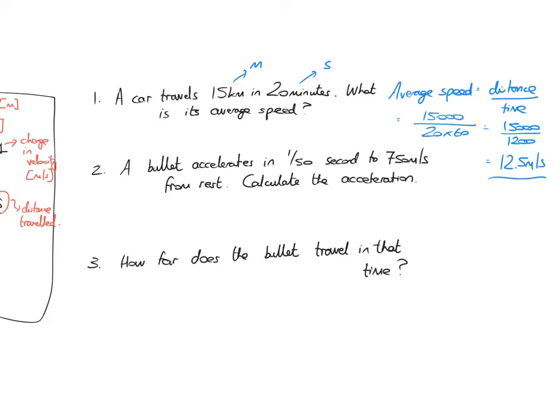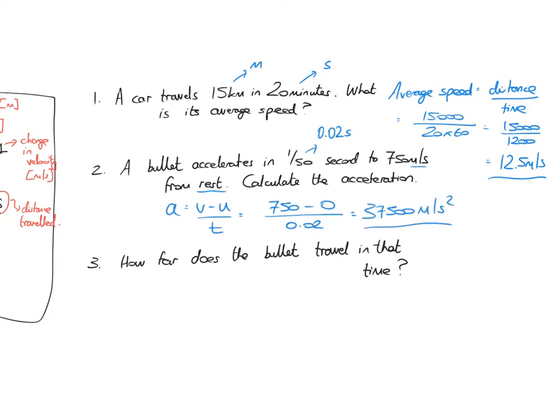Okay, question 2. We're using a equals v minus u over t. Now, a 50th of a second, we need to convert to a decimal. A 50th is 0.02 seconds. The final speed or velocity is already in meters per second. From rest indicates it starts with a velocity of 0 meters per second. So we've got 750, the final velocity, minus 0, divided by 0.02, which is 37,500 meters per second squared.